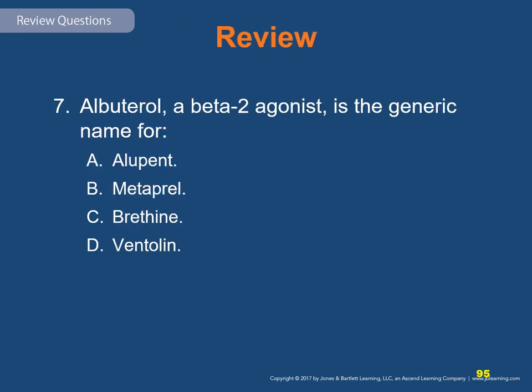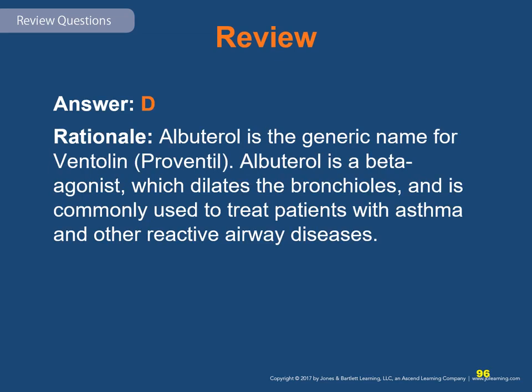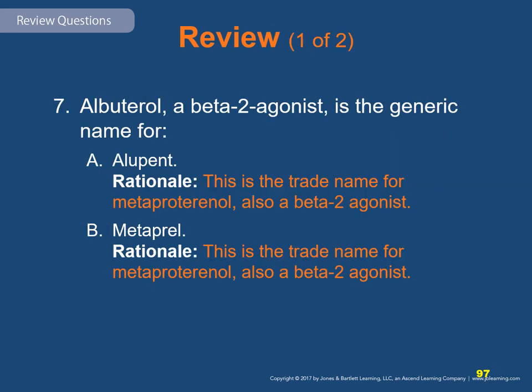Review question 7. Albuterol, a beta-2 agonist, is the generic name for: A, Alupent; B, metoprolol; C, Brethine; D, Ventolin. The correct answer is D. Albuterol is the generic name for Ventolin. Albuterol is a beta agonist which dilates the bronchioles and is commonly used to treat patients with asthma and other reactive airway diseases.